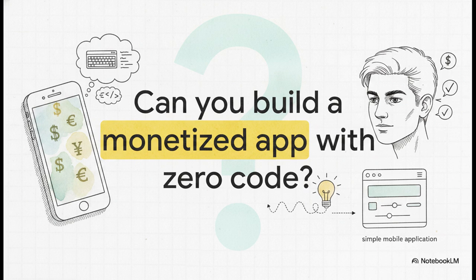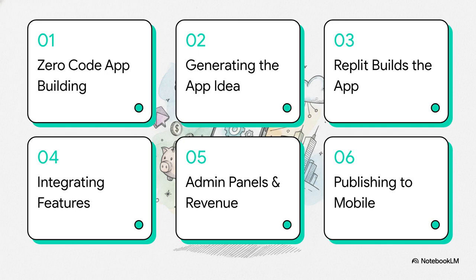It really makes you wonder, if a total non-coder can pull this off, why on earth is app building still considered so difficult? So, here's our roadmap for today. We'll cover 1. Zero-code app building. 2. Generating the app idea. 3. Replit builds the app. 4. Integrating APIs and features. 5. Admin panels and monetization. And 6. Publishing to mobile devices.